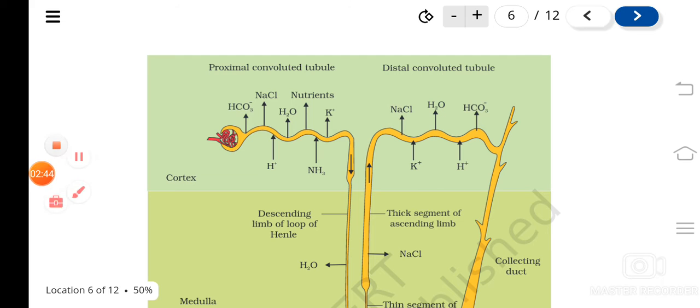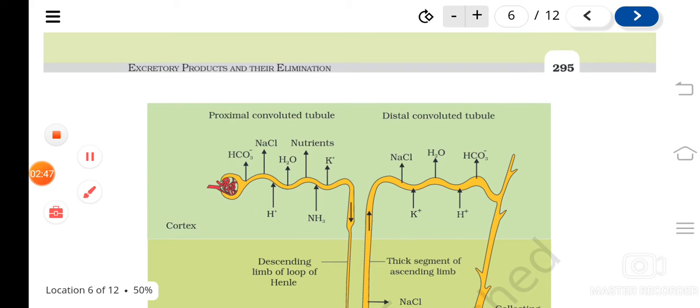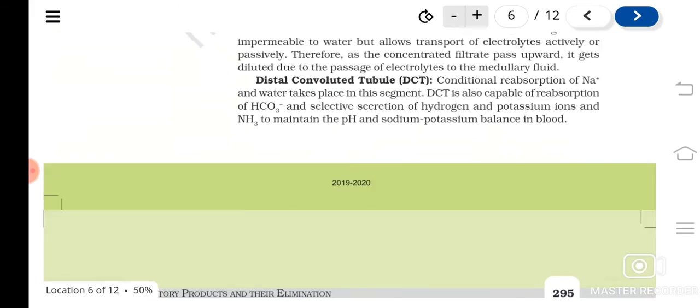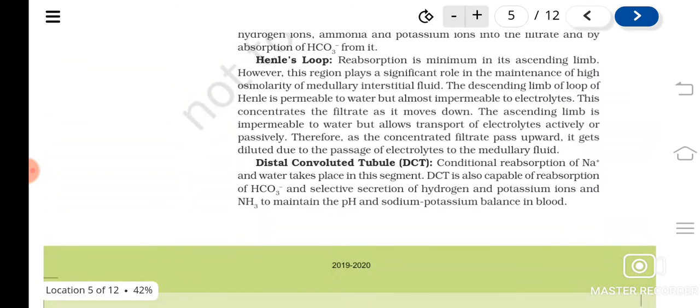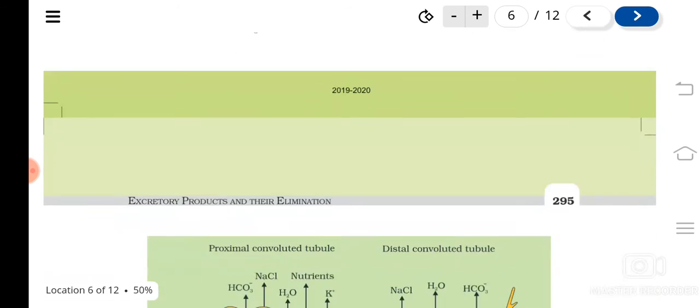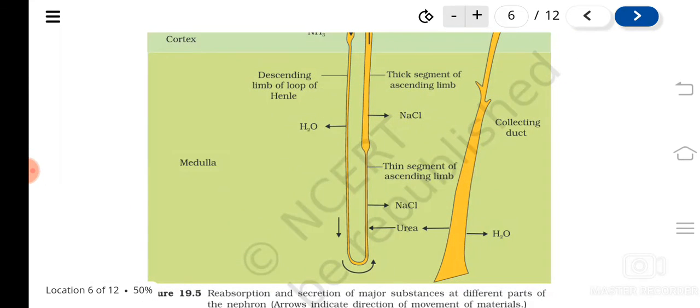Now what is left? This is the distal convoluted tubule, isn't it? In the distal convoluted tubule, what is happening is conditional reabsorption of sodium and water, and it can also reabsorb bicarbonate, and it can secrete selectively hydrogen and potassium ions, and also ammonium. So that the pH and sodium potassium level in the blood will be maintained. So these are the functions of different parts of the tubular part.